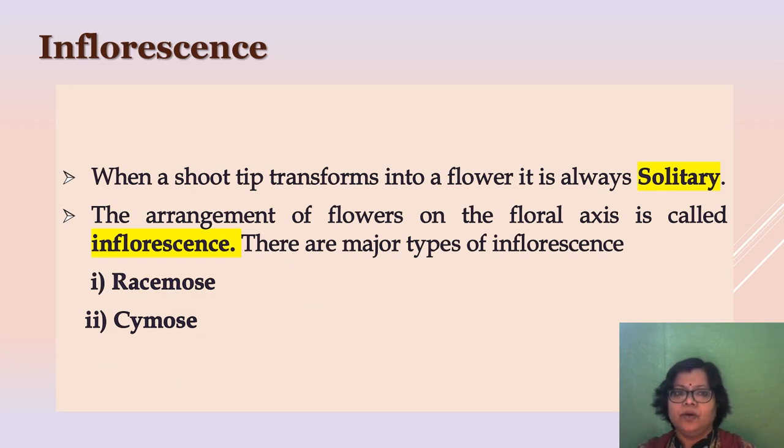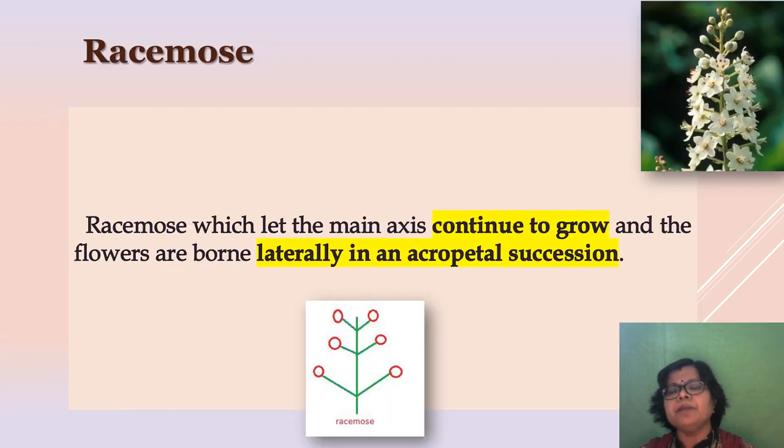Inflorescence. When a shoot tip transforms into a single flower, then it forms a solitary flower. But sometimes we find that on the axis, many flowers develop. So the arrangement of the flowers on the floral axis is called the inflorescence. On the basis of their structure and development, inflorescences are of two types, racemose and cymose. One by one we will discuss. So inflorescence is the arrangement of flowers on the floral axis. Many flowers are arranged together on the axis in a definite manner, and it constitutes the inflorescence.